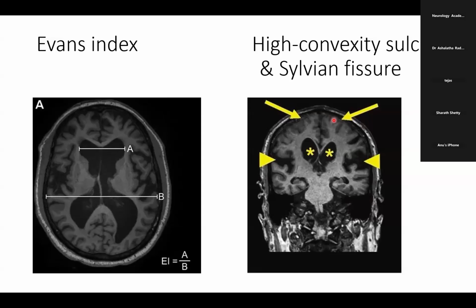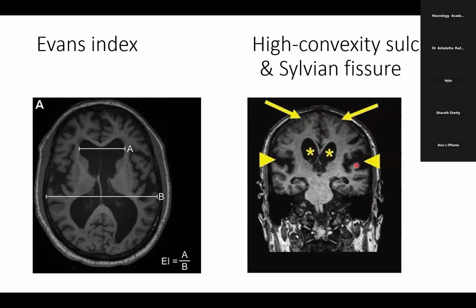Coming to the second one, this is high convexity tight sulci. It is evaluated using axial slices at the vertex and perpendicular coronal slices through the foramen of Monroe. 1 point is given if there is parafalcine sulci narrowing, that is here, and 2 points if there is vertex sulci narrowing, which is here.